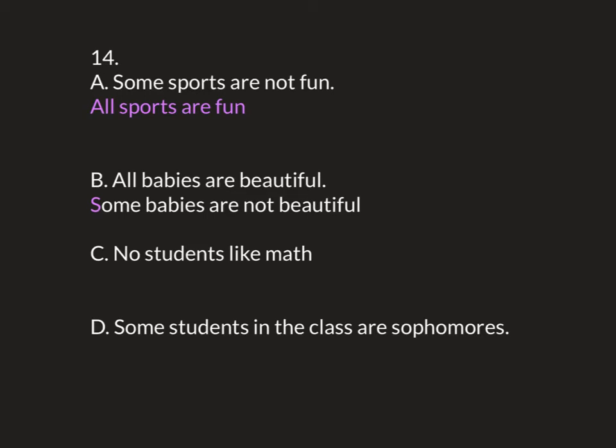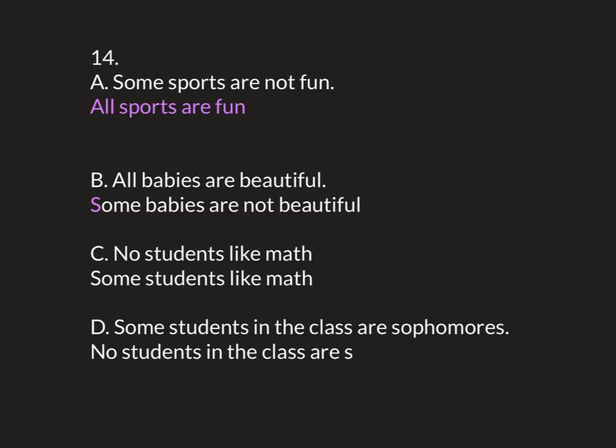Right, so no students like math would be, right, so no is going to be some students like math. And then finally, it says some students in the class are sophomores, so we're going to make it no students in the class are sophomores. Right, so again, when we're negating, we have to change it from true to false or false to true. So you really have to be careful, especially when you've got quantifiers like some and all or no in there, you have to really make sure that you're changing that word as well to truly negate your statement.